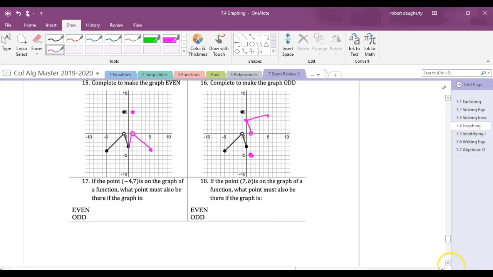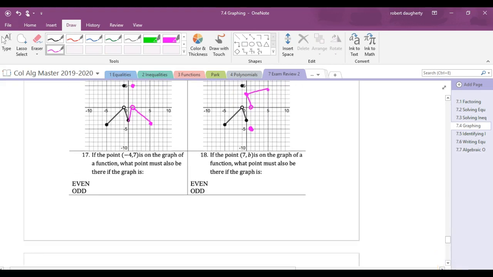If the point (-4, 7) is on a graph, what must be there if the graph is even? If the graph is even, I'm going to have (4, 7). When you take the opposite x value, you get the same y value. If it's an odd function, I need to see (4, -7) on that graph. If the point (7, b) is on the graph, if it's even, I need to see (-7, b). If it's odd, I need to see (-7, -b).